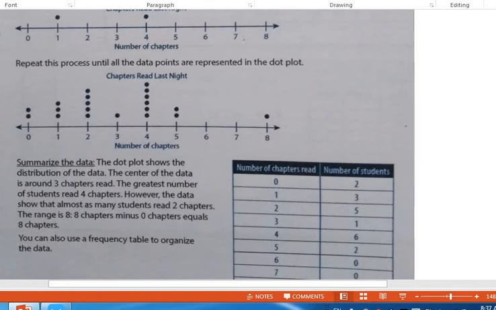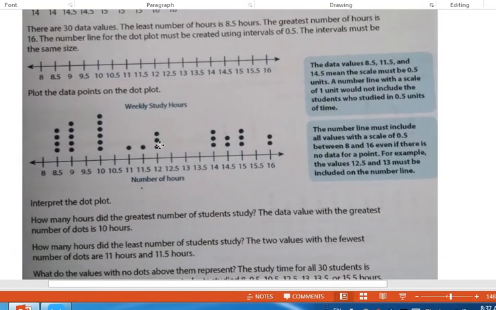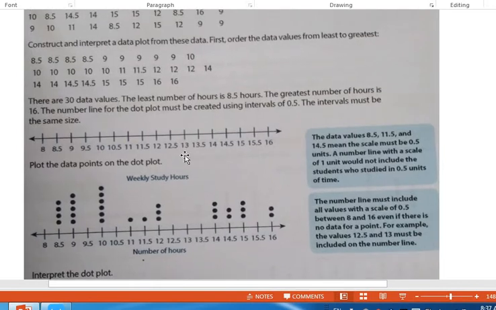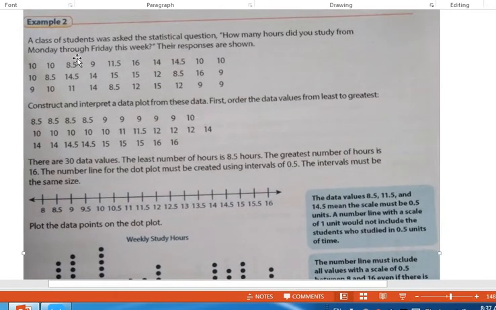So moving to the other slide, I want to show you something. Example: a class of students was asked the statistical question, "How many hours did you study from Monday through Friday this week?" Their responses are shown here. Construct and interpret a dot plot from these data.